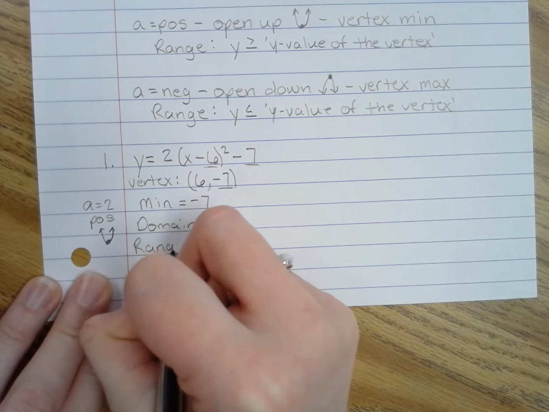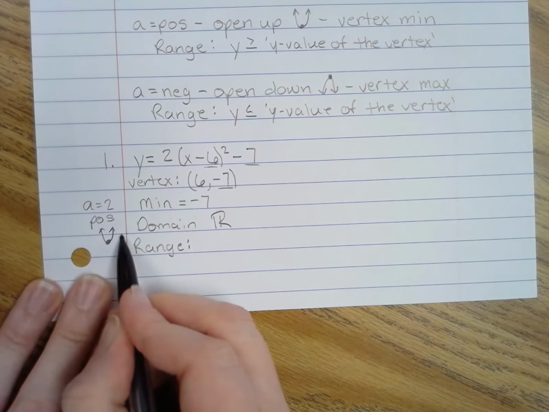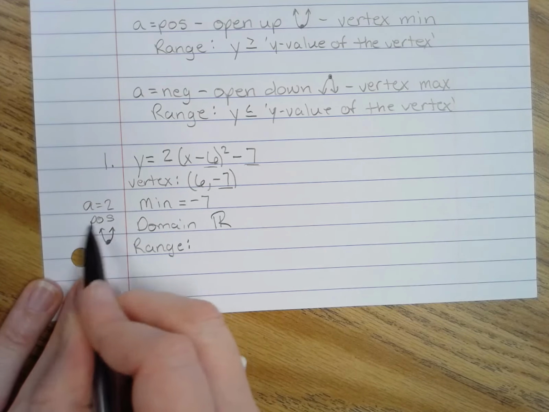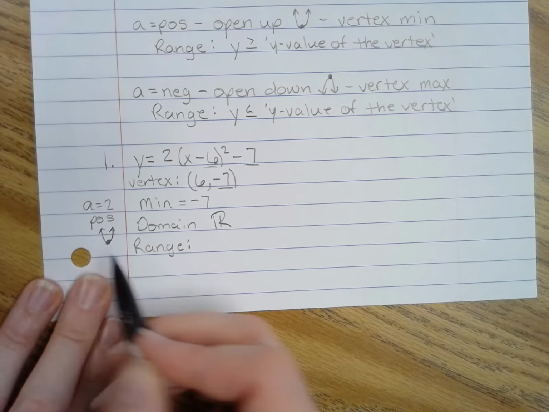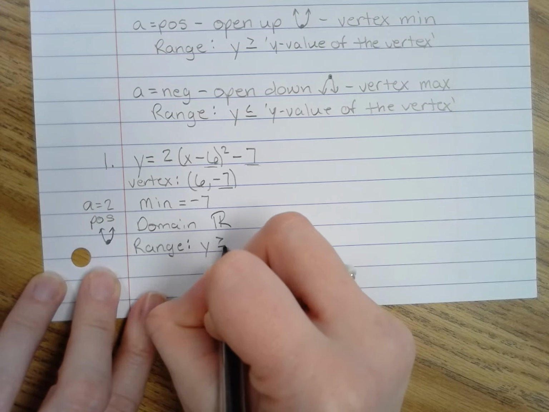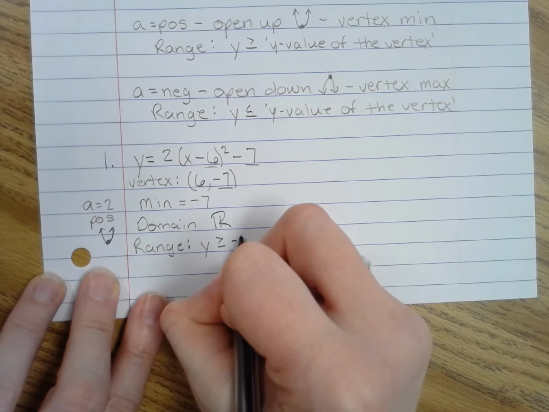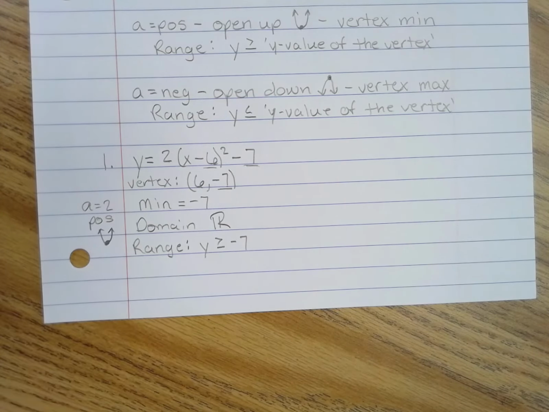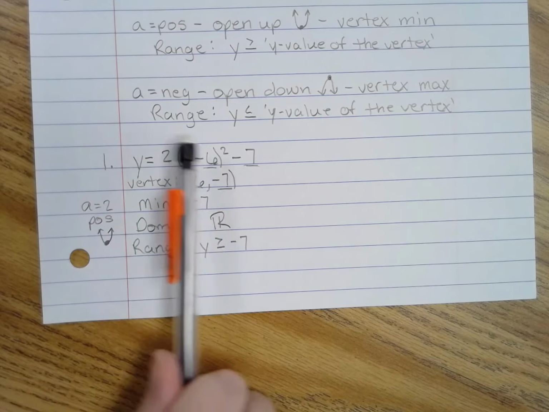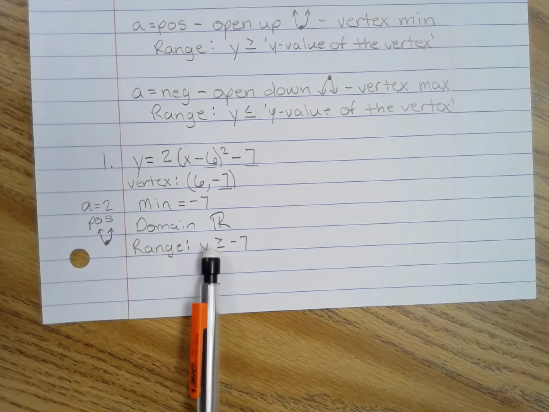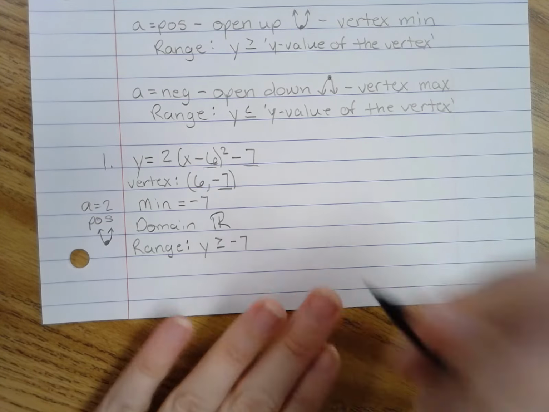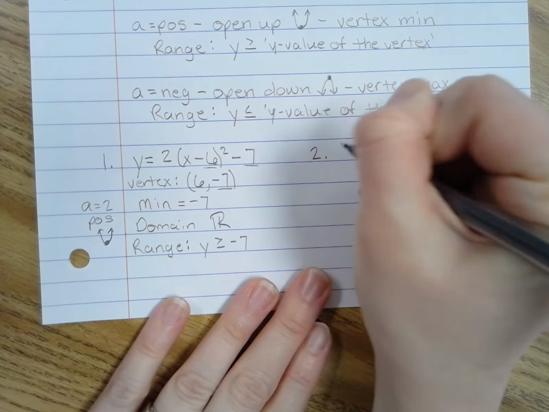The range, because our graph opens up, because we have a positive a value, our range is going to be greater than or equal to, again, the y value of your vertex. So go back and get that negative 7. We will come back and graph this exact problem so that we can see this to be true in an actual graph. Let's look at example number 2.